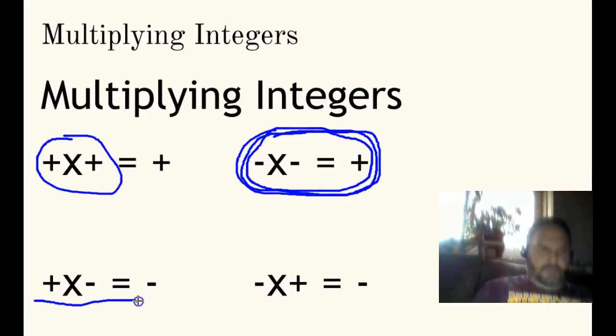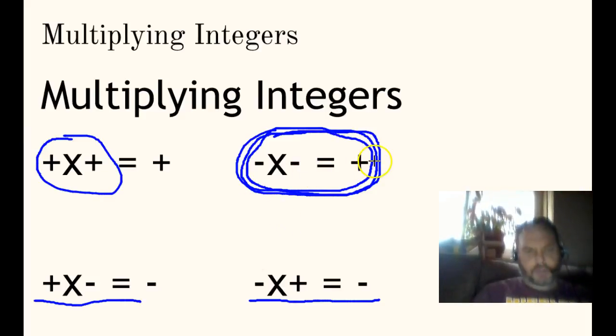Next, if we take a positive number times a negative number, our answer is negative. If we take a negative number first times a positive number, we also get a negative number. So you want to review these rules so that you know them. Positive times positive is positive. Negative times negative is positive. Positive times negative is negative, and negative times positive is negative.